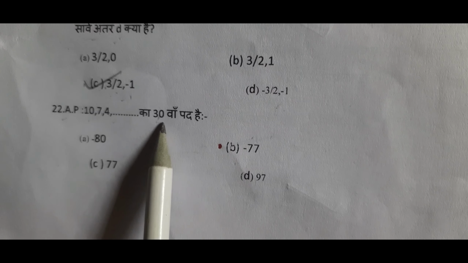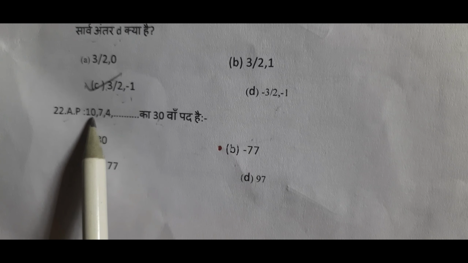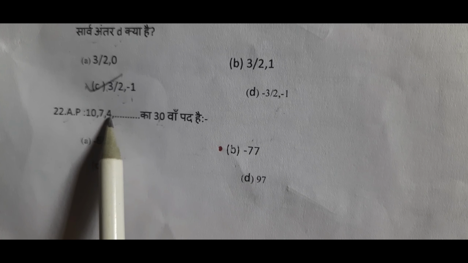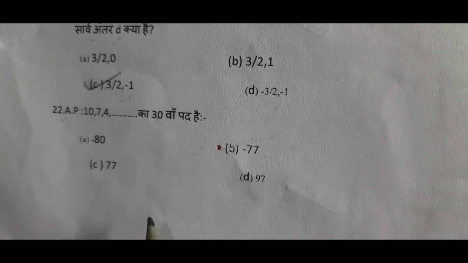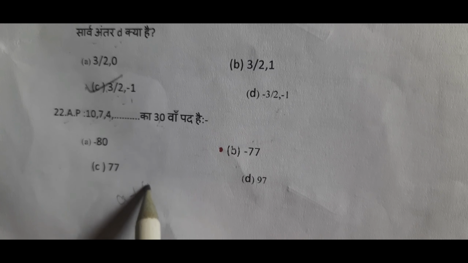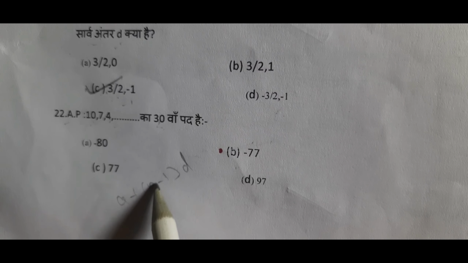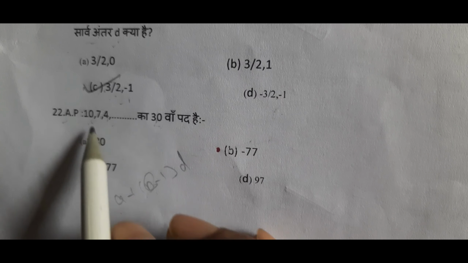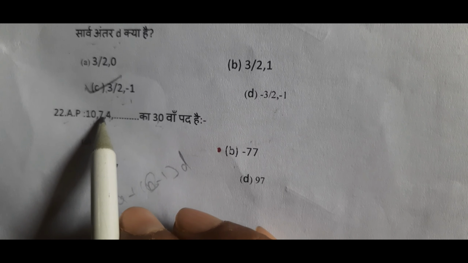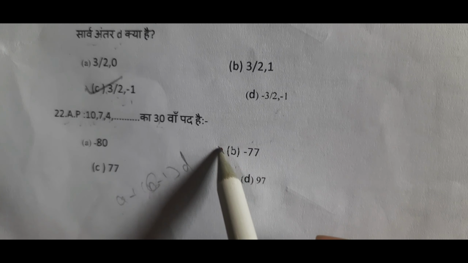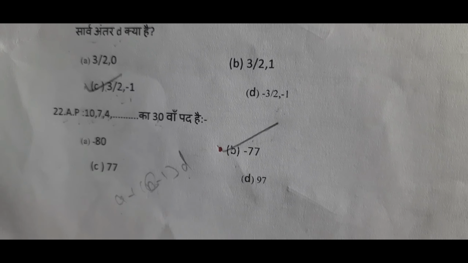What will be the 30th term of an AP 10, 7, 4? We know to find the nth term: A plus n minus 1 times D. Here n is equal to 30, put the value of A, put the value of D, which is 7 minus 10, that is minus 3. You will get minus 77.